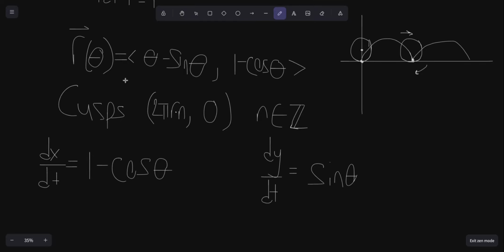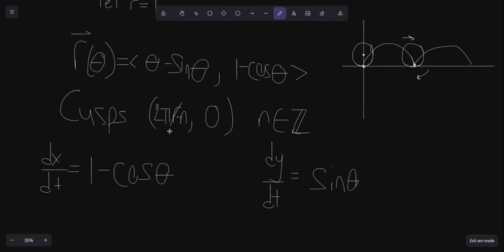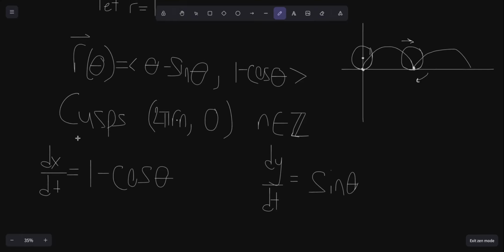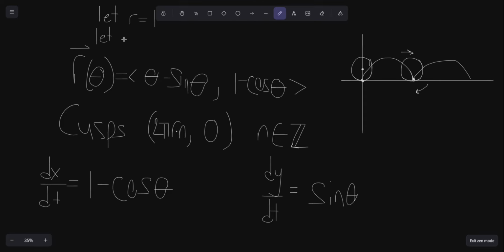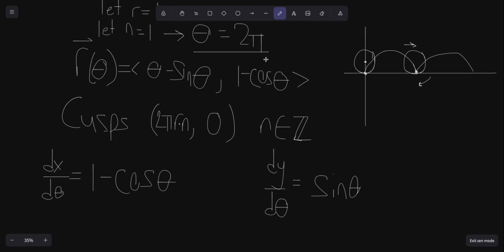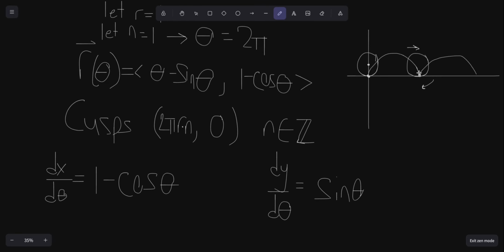And since our radius is 1, let's just pick n is equal to 1. So if we let n is equal to 1, then we're just going to have the t value at 2 pi. And sorry if I'm writing over dt. It should be dx over d theta, dy over d theta. So we're going to let the distance that we traveled be equal to 2 pi. So we're going to be at the first cusp.